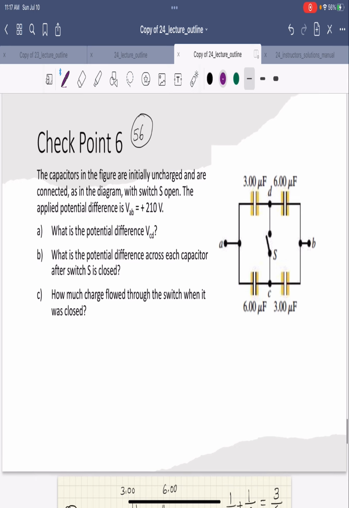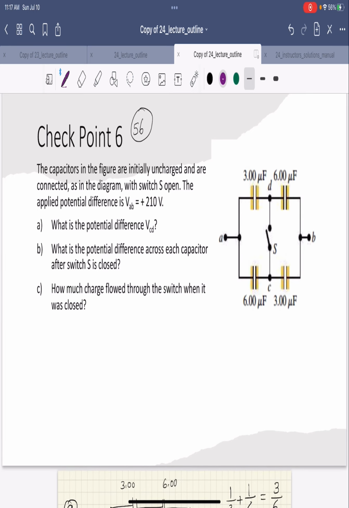Now, this one is extremely important also. The capacitors in the figure are initially uncharged and are connected as in the diagram with switch S open. The applied potential difference VAB equals plus 210 volts. What is the potential difference between C and D, like here, between this point and this point?